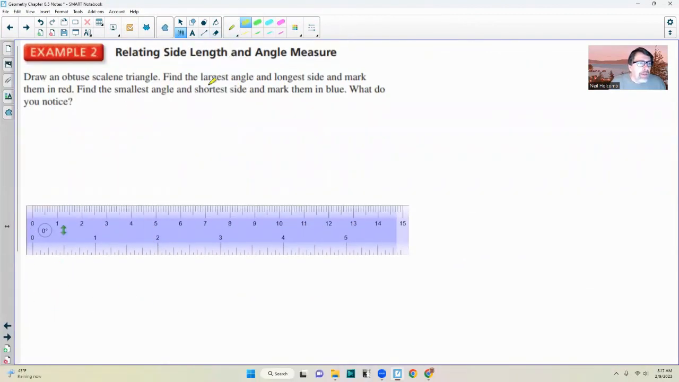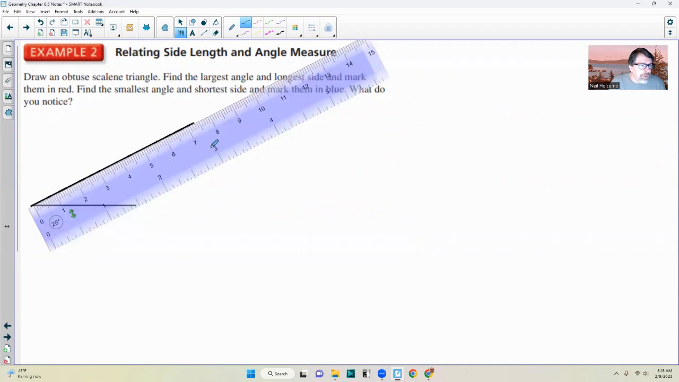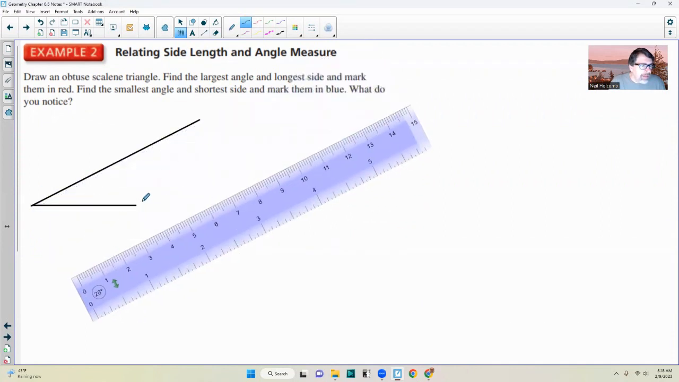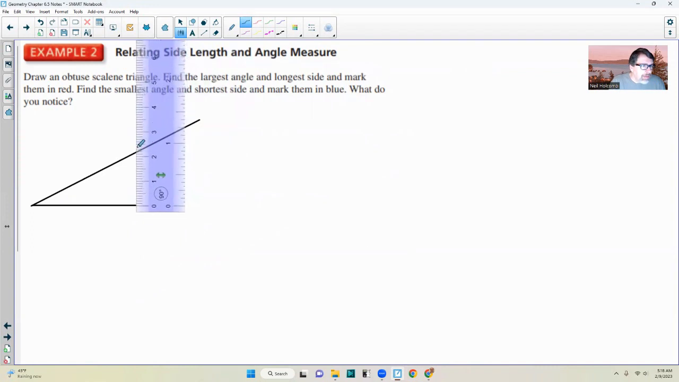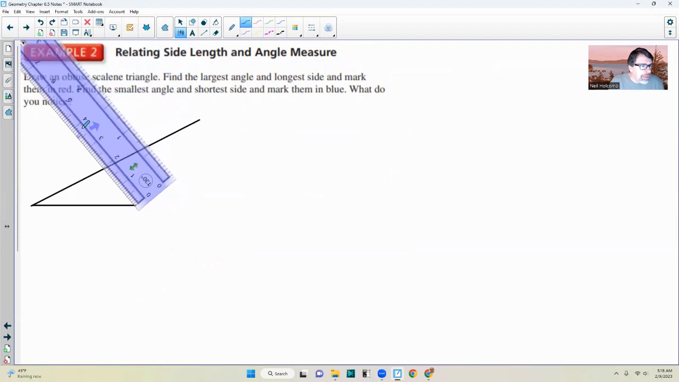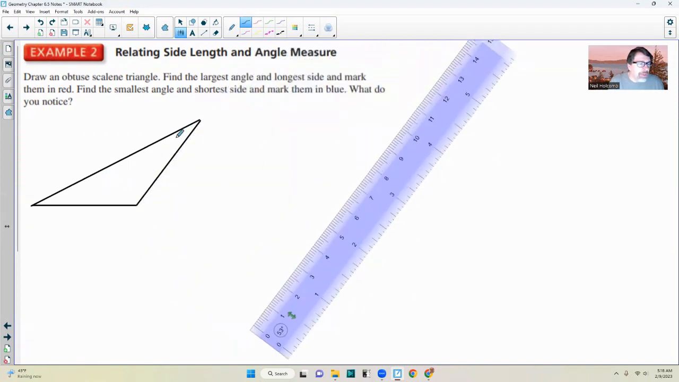Okay, example 2, relating side lengths and angle measures. It says draw an obtuse scalene triangle, find the largest angle and longest side and mark them in red. So the first thing I'm going to do is draw an obtuse scalene triangle. So here is the base. And then if I just draw this like so, and come over like that, you just want to go beyond this end to make it greater than 90 degrees. So if I were to stop right here, it would have been a 90-degree angle. And if I were to stop before, then that'd be acute. As I go out beyond like this, that is an obtuse triangle. Okay, so there's my obtuse scalene triangle, which means all three sides are different in length.